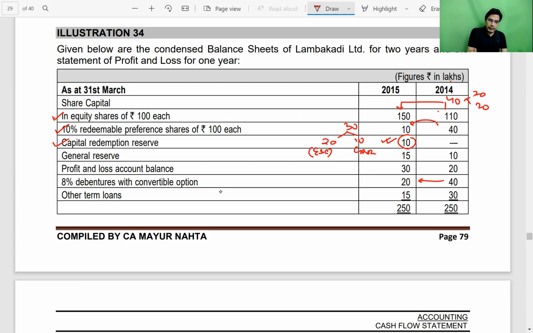Under direct method, this information of CRR, general reserve, P&L account is of no use. But yes, under indirect method, this point becomes relevant, because under indirect method, when we compute the net profit before tax and EOI, when it is not given, we take the difference in P&L account, then we add to that the difference in GR.